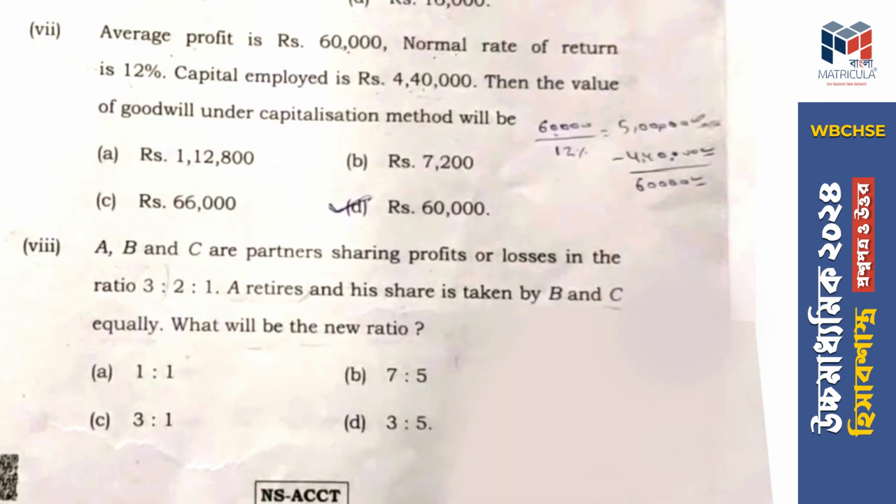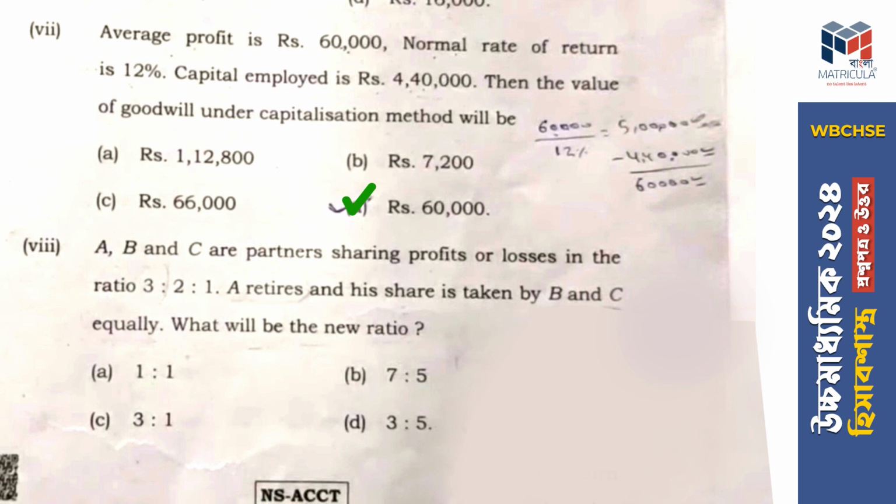Number 7, average profit is rupees 60,000, normal rate of return is 12%. Capital employed is rupees 4,40,000. Then the value of goodwill under capitalization method will be option A rupees 1,12,800, option B rupees 7,200, option C rupees 66,000, option D rupees 60,000. Right answer is option D rupees 60,000.